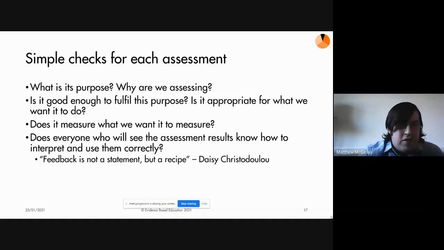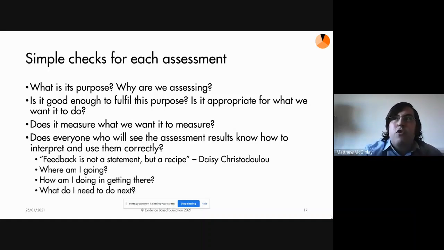Daisy Christodoulou says that feedback is not a statement but a recipe, and particularly when we're in that blended environment, we should make sure that our feedback based upon our assessments has three key things about it. It tells students where they're going, so perhaps with exemplars of what a good answer, what a successful piece of work looks like. So, where am I going? How am I doing in getting there? So what stage am I at now on that process towards getting that level of mastery? And what are those next steps? What are the next things?